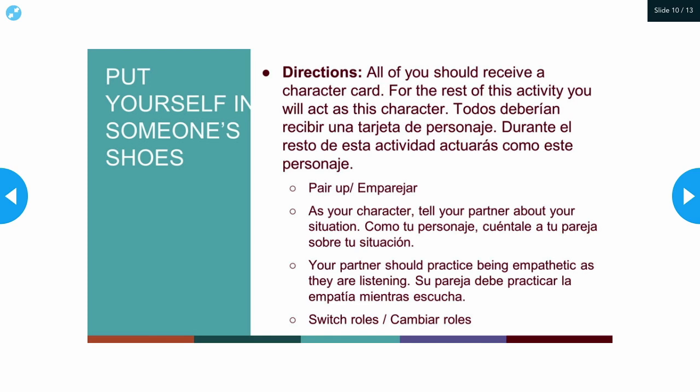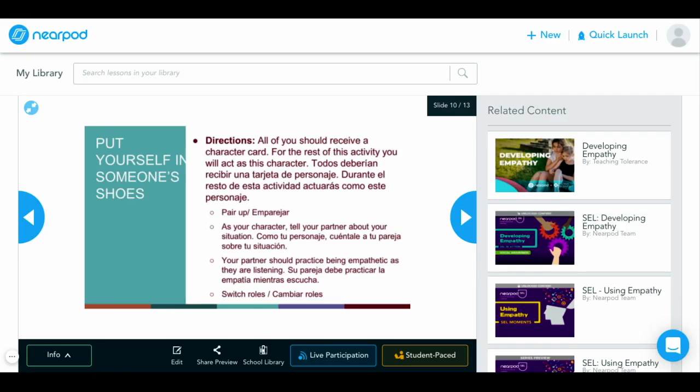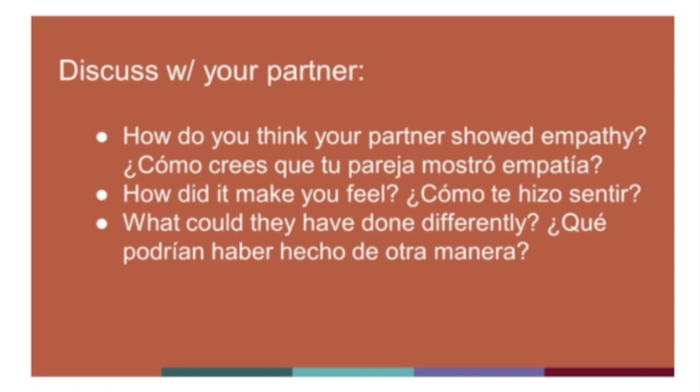You put them in groups of two. One person would share their character, the other person demonstrates empathy, and then the roles switch. And these are some great ways for you to have students engage in empathetic conversations. And so the students will discuss with the partner that they worked with.